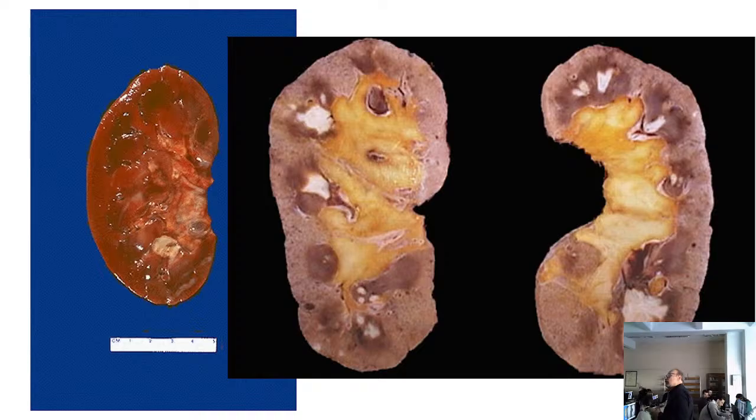abscess formation. However, there is another lesion grossly detectable here. Can you tell me which part of the renal parenchyma has become necrotic here? This is very typical. See the pyramid?